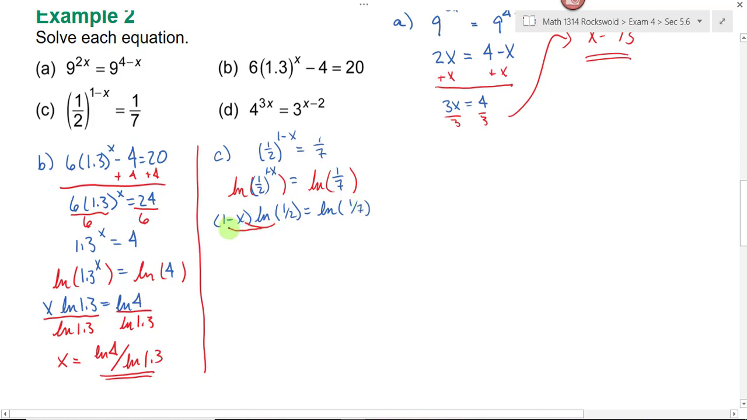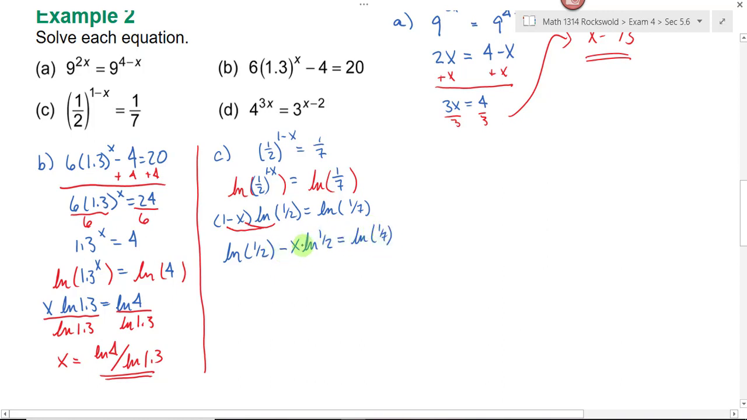We distribute this natural log of 1/2 across the parentheses. And when we distribute, we get 1 times the natural log of 1/2, which is just the natural log of 1/2, minus x times the natural log of 1/2 equals the natural log of 1/7.